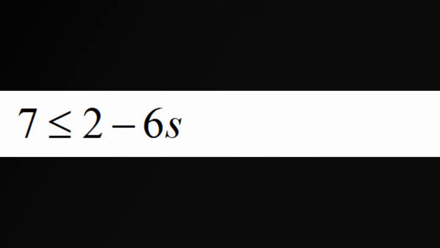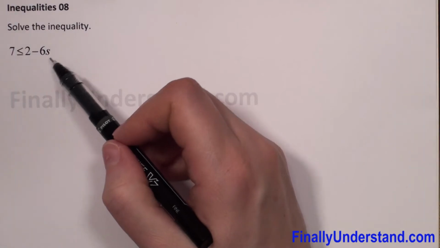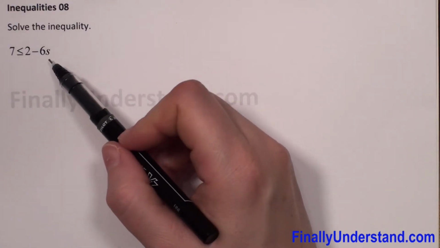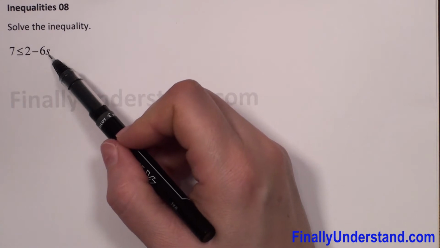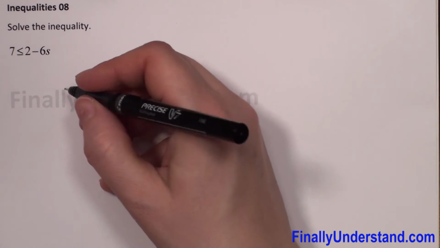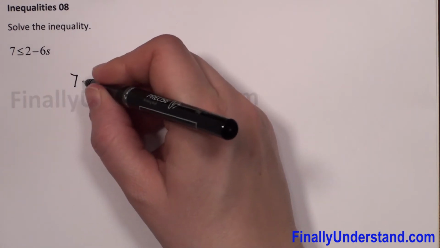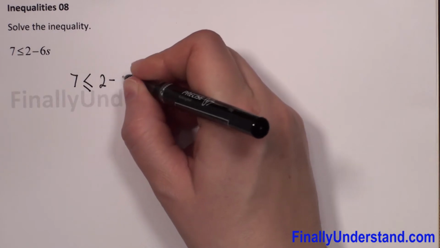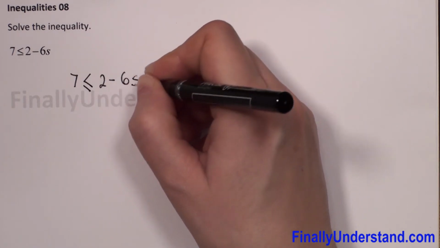Now we have the inequality 7 is less than or equal to 2 minus 6s. When we have to solve an inequality, it means we have to find all possible values of s for which this inequality is true. Let me copy this first. So I have 7 is less than or equal to 2 minus 6s.